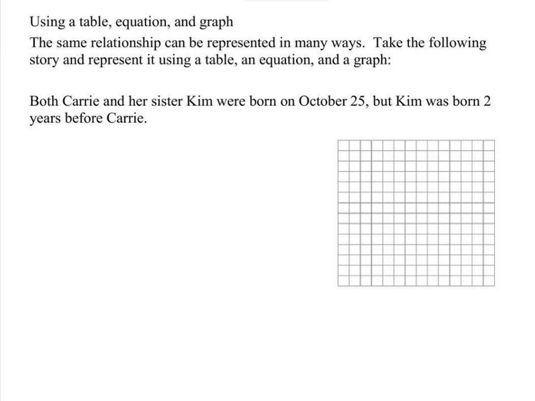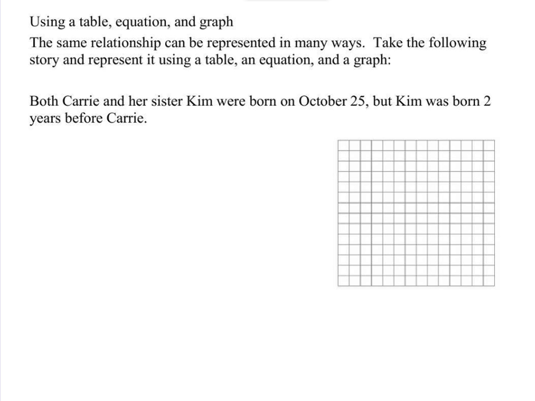In this class, throughout the year, we're going to be using tables and equations and graphs on problems all the time. So we're kind of getting started with that. The same relationship can be represented all 3 of these ways most of the time. So we have a story here. Carrie and her sister Kim were both born on October 25th, but they're not twins. Kim was born 2 years before Carrie was.